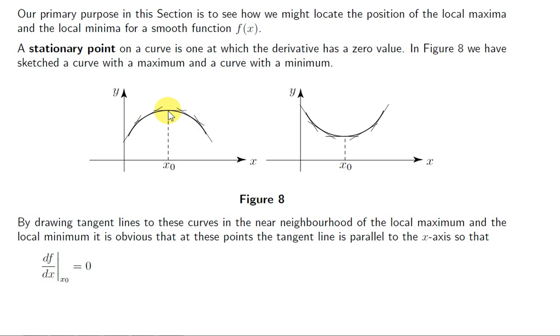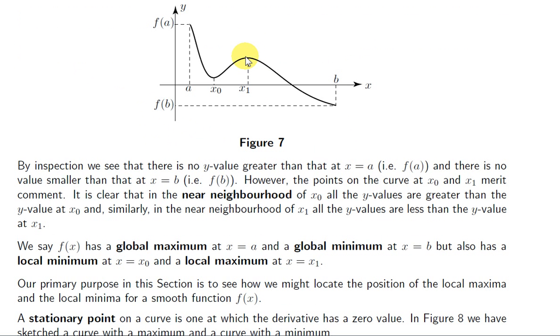So here's one example of a stationary point, and here's another example of a stationary point. Local maxima and minima are examples of stationary points. The tangents to this curve at x0 and x1 are horizontal. So the derivative of this function at both x0 and x1 is zero.